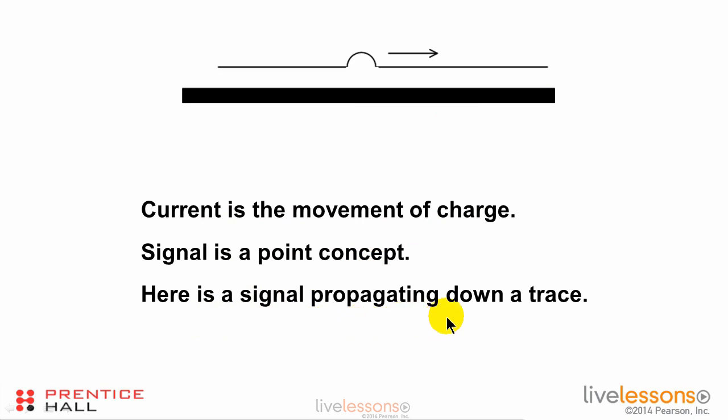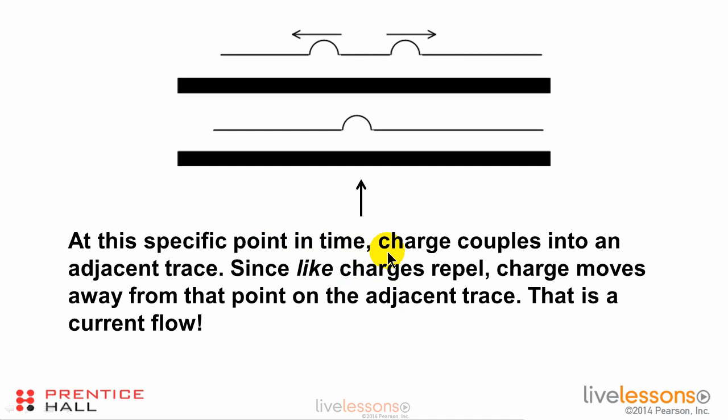propagating along a trace. At a specific point in time, that charge can couple into an adjacent trace. And since like charges repel, charge moves away from that point on the adjacent trace. We have a little component of charge that is propagating along this trace. That's the signal. That little component of charge right at this point in time repels like charge away from that point on the other wire. So we have a little component of charge that moves away in this direction, and a little component of charge that moves away in that direction. Well, a component of charge that is moving is a current.